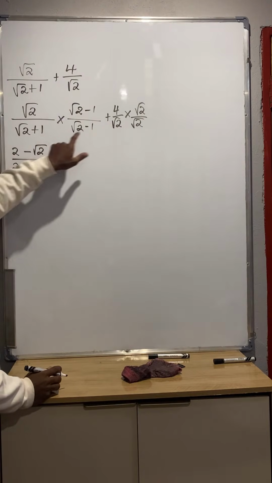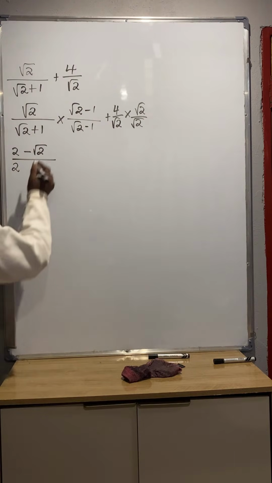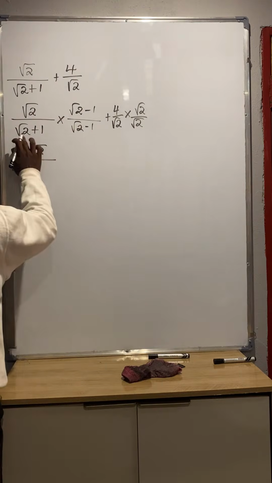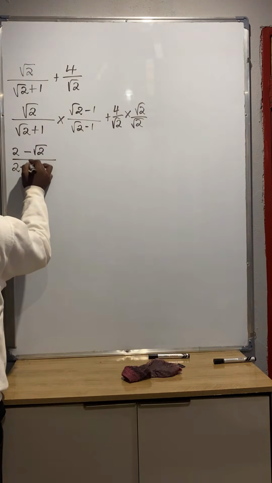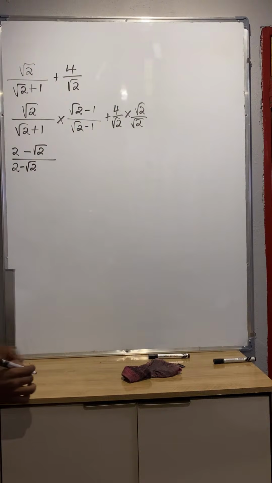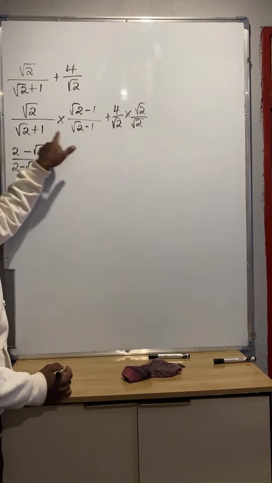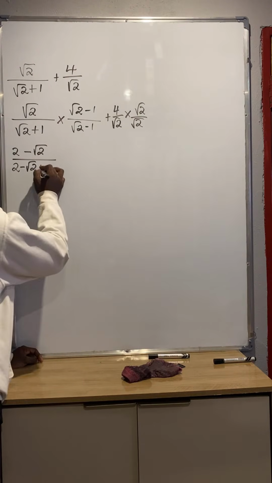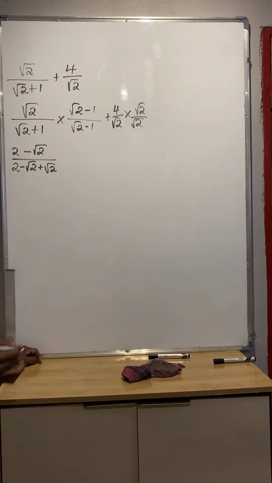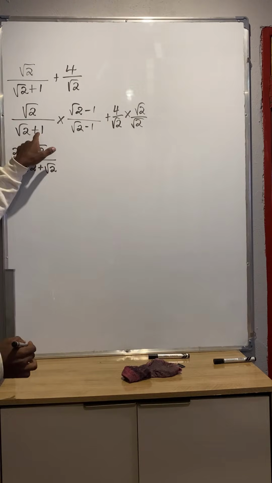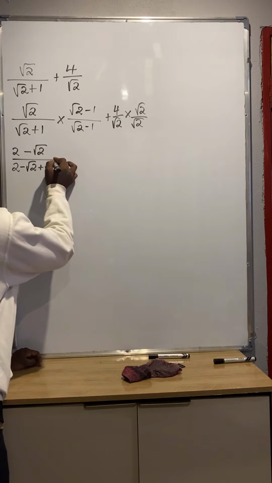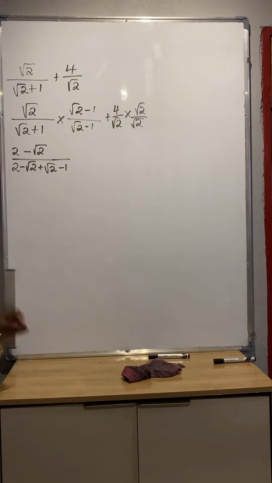The square root of 2 multiplied by negative 1, the answer is negative square root of 2. Then 1 multiplied by the square root of 2 is going to be the square root of 2. Then negative 1 multiplied by negative 1, your answer is going to be negative 1.